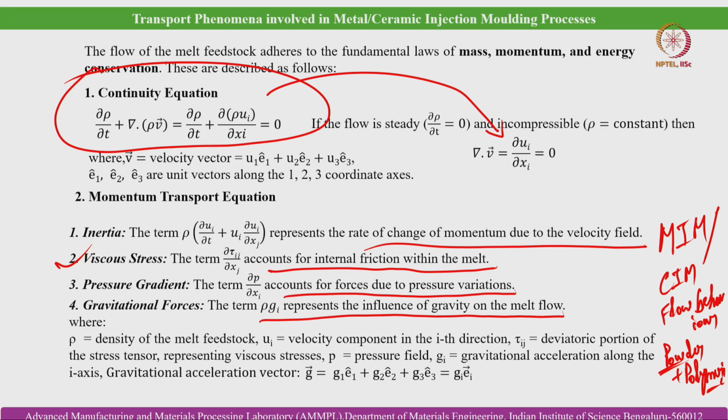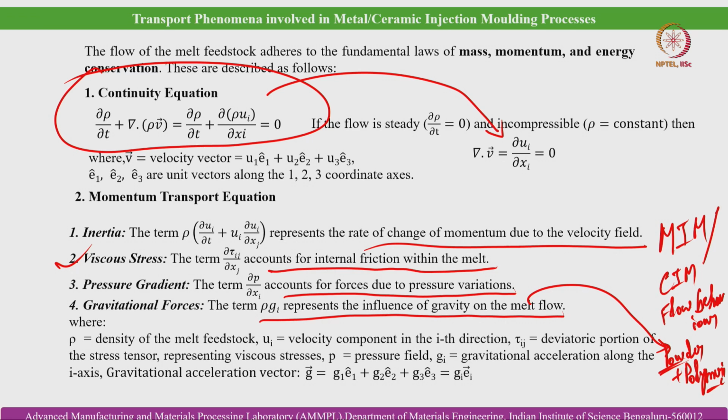Basically it is the mixture of polymer and powder flow. As I said, ρ is the density of the feedstock, that is the mixture of powder and binder. u is the velocity component in the ith direction. τ is the deviatoric portion of the stress tensor representing viscous stresses. p is the pressure field, and g is the gravitational acceleration along the i axis.